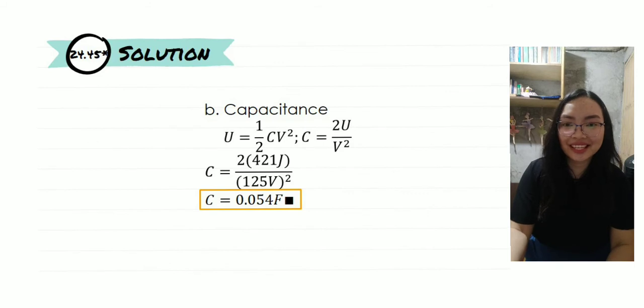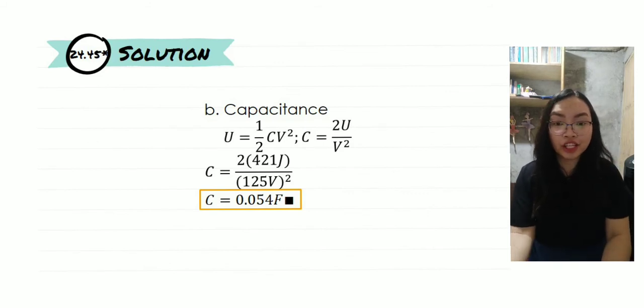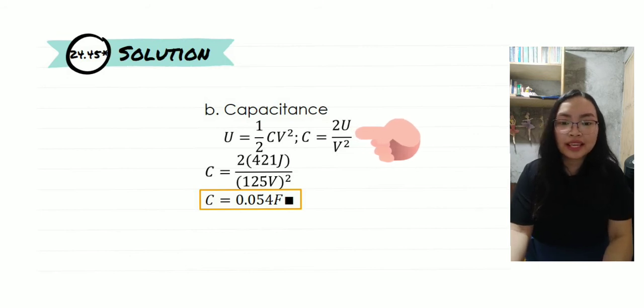So the next thing is the capacitance. This one is actually quite easy. We only need to use the equation U is equal to 1/2 CV squared, wherein U is our total energy, C is the capacitance, and V is the voltage. But since we need to find the capacitance, we once again need to manipulate the equation, and we will get C equal to 2U over V squared.